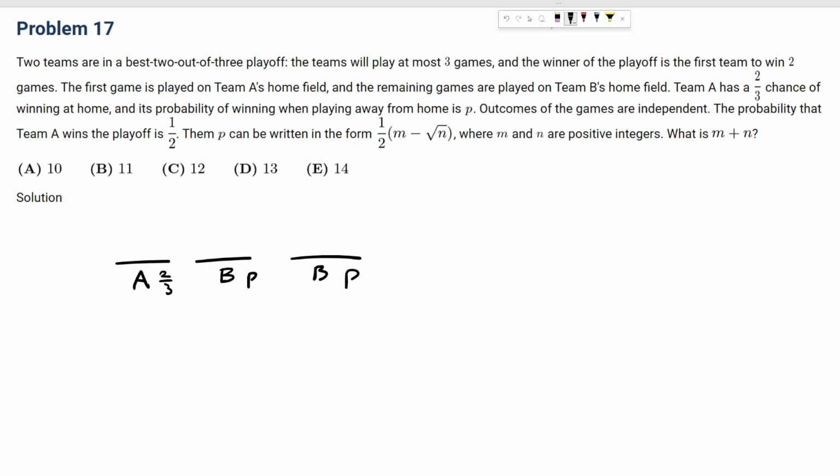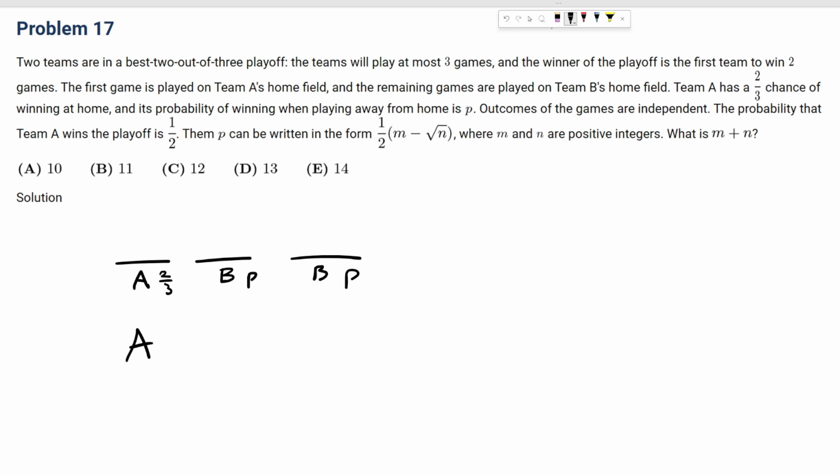So what are the ways in which Team A can win the playoff? A can win the first 2 games and then just be done. A can win the first game and the third game and be done, or A can win the last 2 games, and B would have to win the first game. So let's just do all of those.